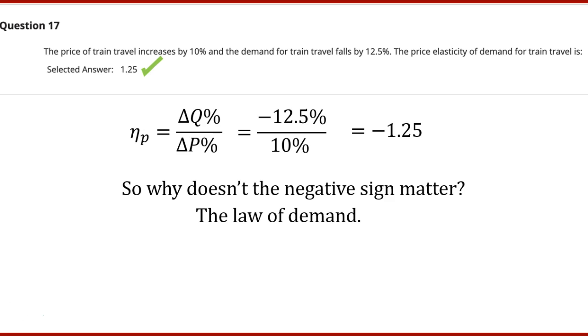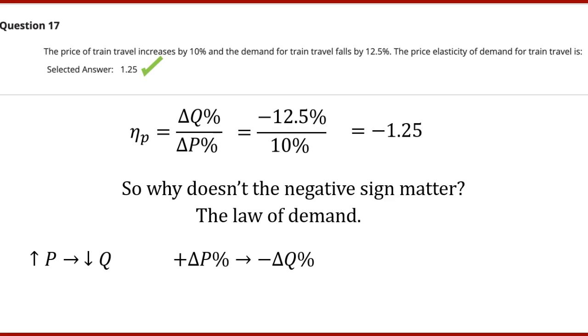If we think about what the negative sign signifies, what does it mean? It's indicating that the law of demand is in operation. If we remember the law of demand, we could express it like this. For an increase in the price of a good, there's a decrease in the quantity demanded for that good, ceteris paribus. That is, assuming nothing else changes.